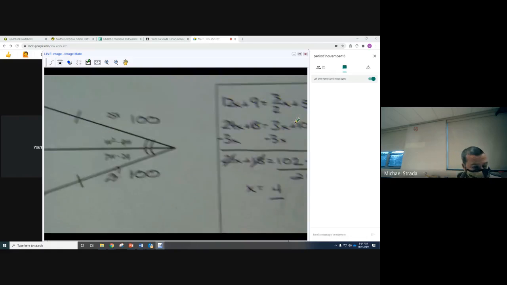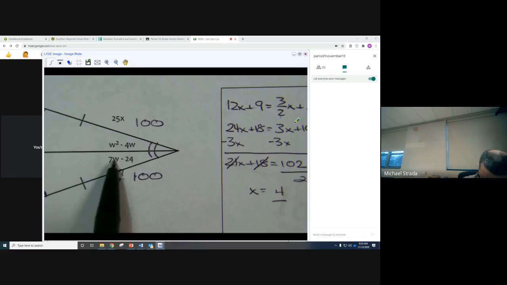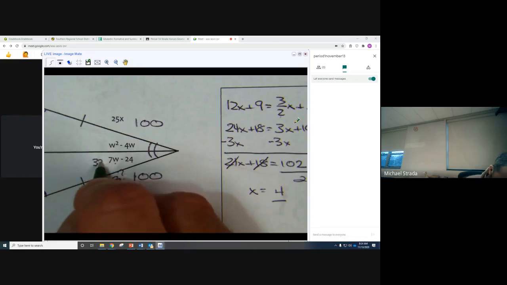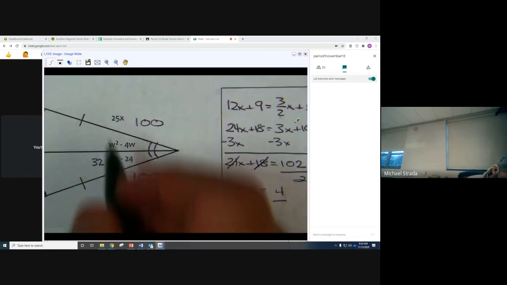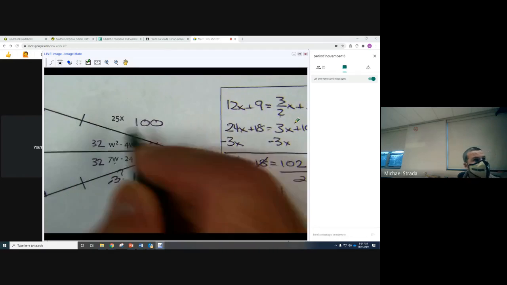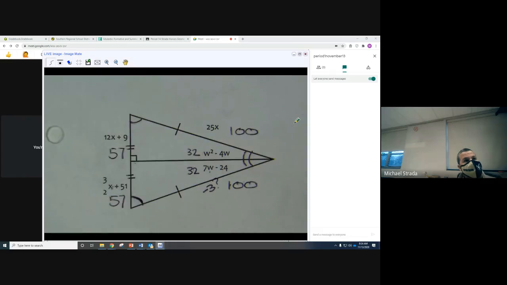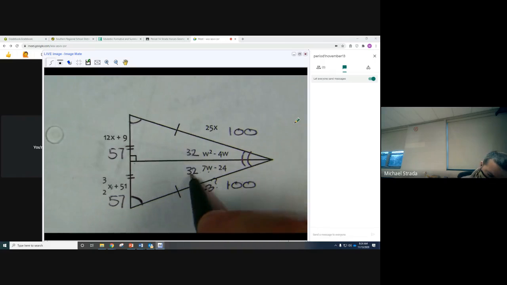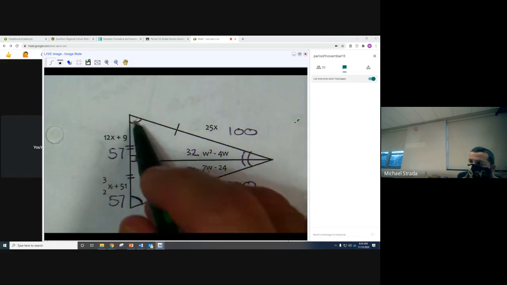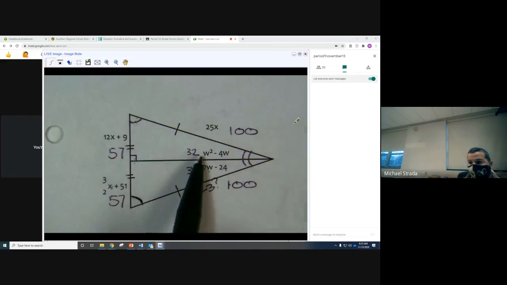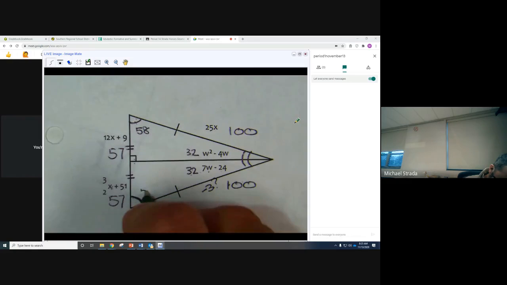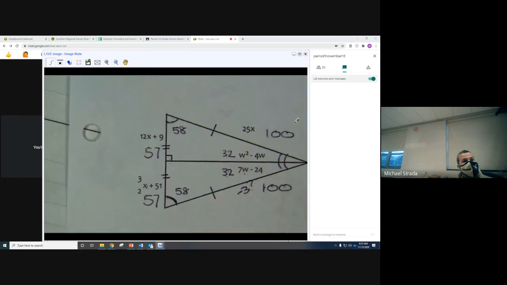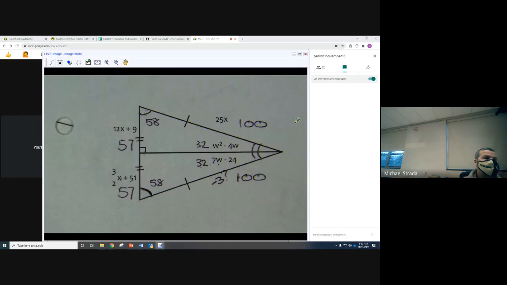If I plug that back in, 7 times 8 is 56. 56 minus 24 is 32. 8 squared is 64. 4 times 8 is 32. 64 minus 32 is 32. And if those are 32 and that's 90, can I get those angles as well? Yep. I'm just going to either add them up and subtract from 180 or just subtract 32 from 90. Either way you get at it, the angle is 58 each. All right. Everybody good?